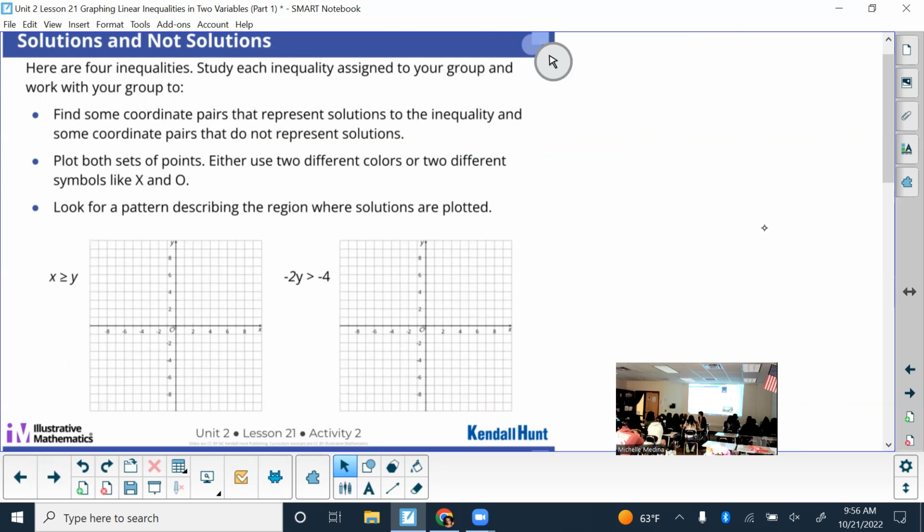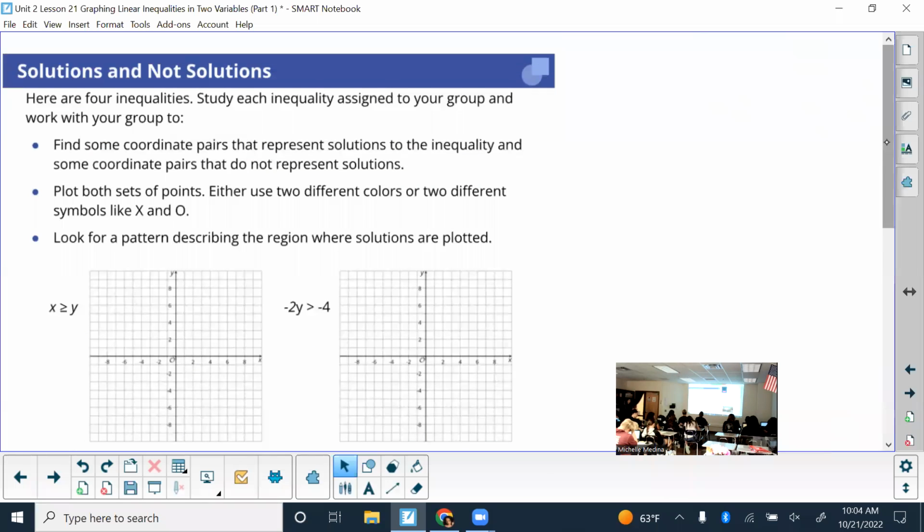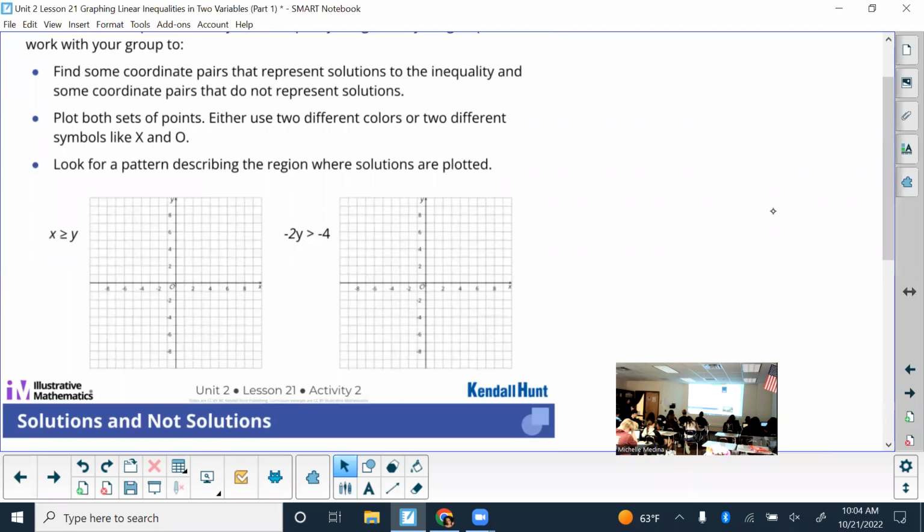If you finish early, you can have your practice open and work on that, but definitely try these so that you can compare answers. All right, now follow the steps.